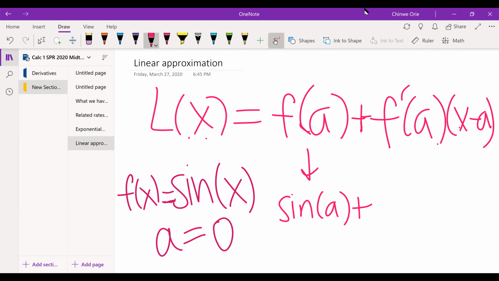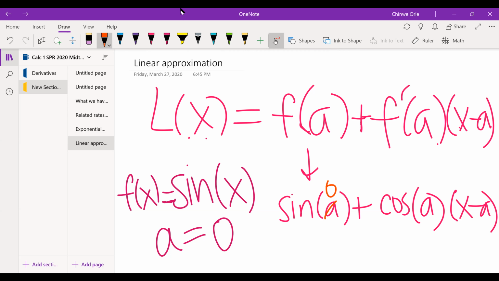What's the derivative of sine? Cosine. Cosine of a. Okay, and then we have x minus a. Good job on the derivative. Cross some stuff out. a is 0, so that's 0. This is 0. And then this part is going to be 0 also. Okay. What's sine of 0?